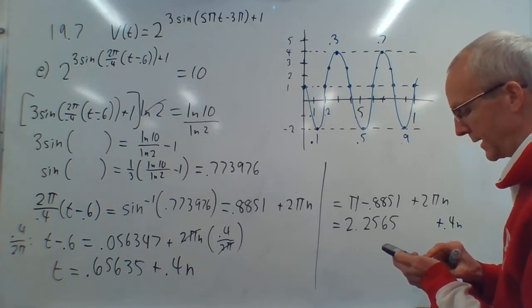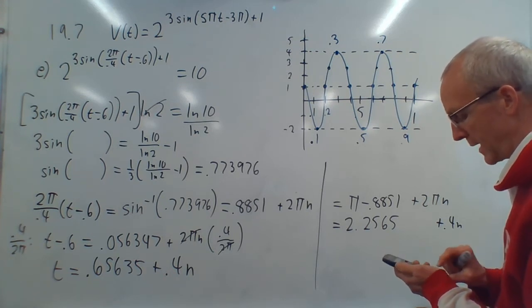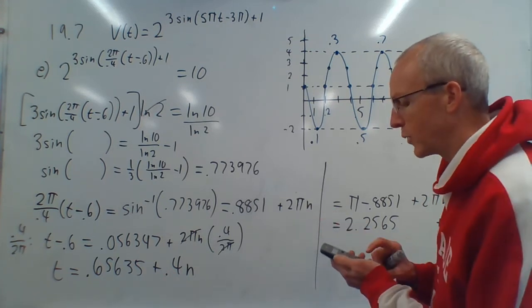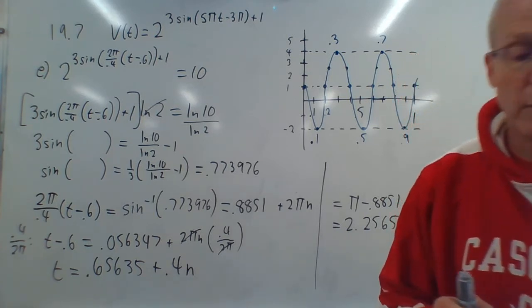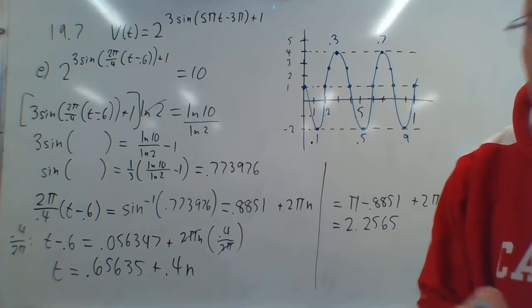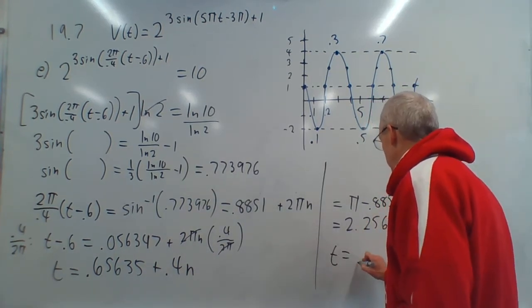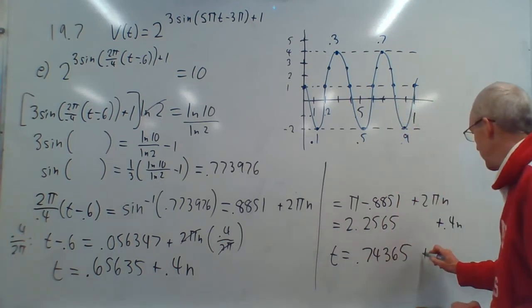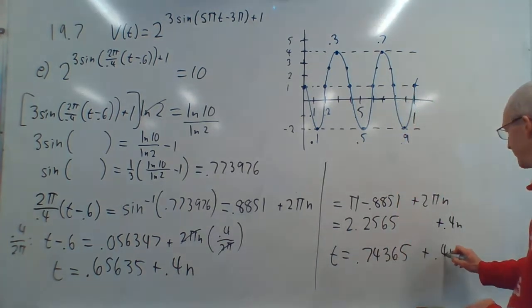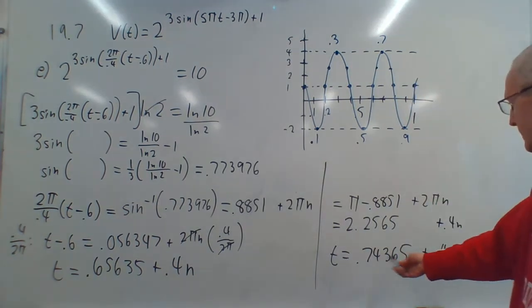2.2565 times 0.4 divided by 2 divided by pi, and then you add 0.6, so plus 0.6, and I get 0.74365. So we get t then can be 0.74365 plus 0.4n. Okay, so how many numbers are in there?